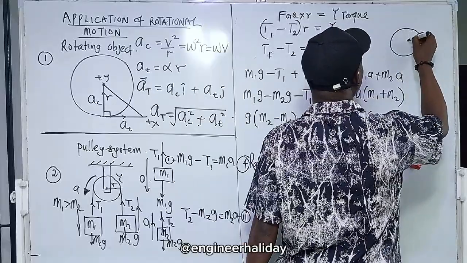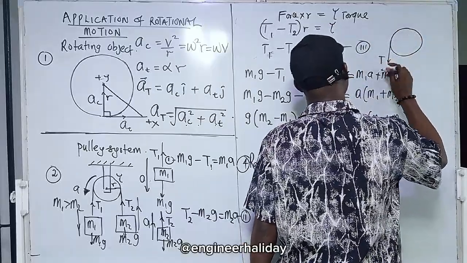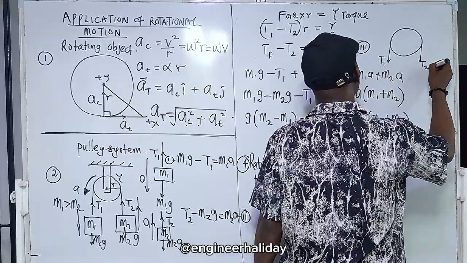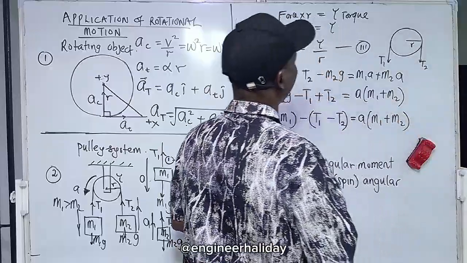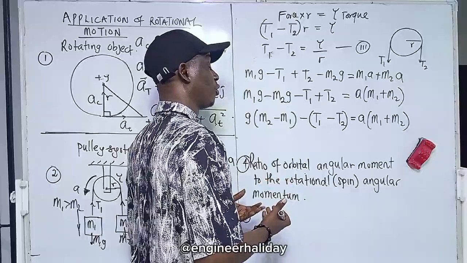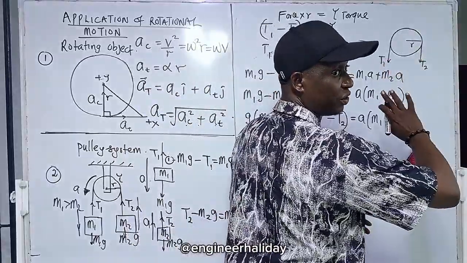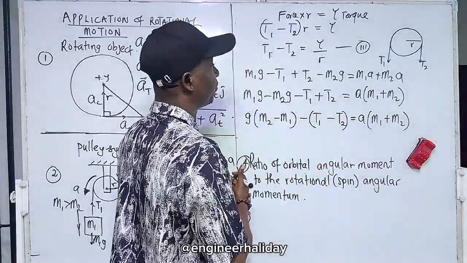Let me draw the pulley. Look at it. This is T2 or T1? This is T2. And this is R. Normally, we assume that T1 and T2 are not equal here. That's why that is an assumption. Normally, the pulley system is supposed to be the same because they are rolling together. But we just assume so that we can derive something out.